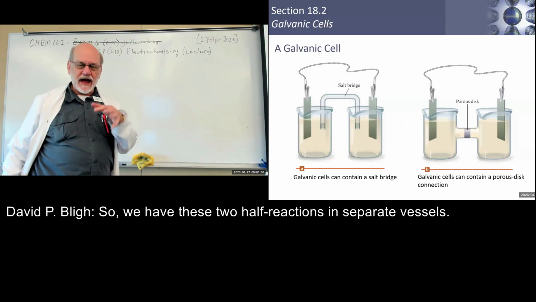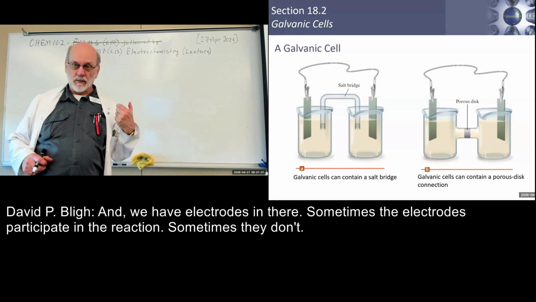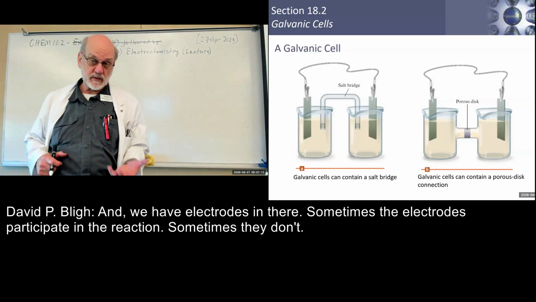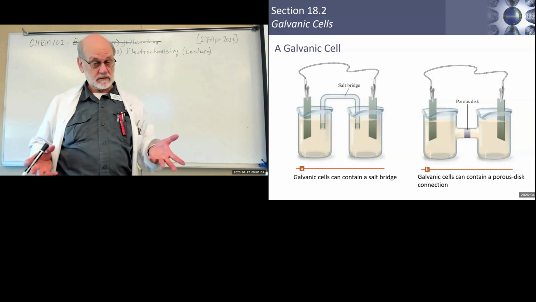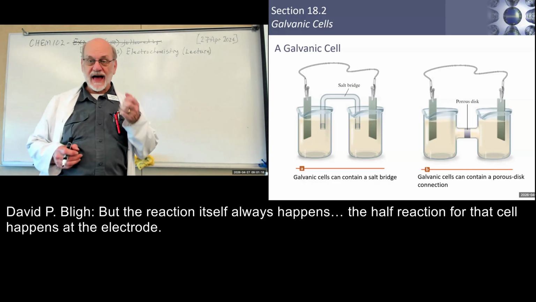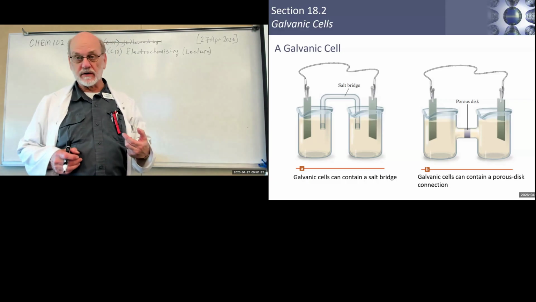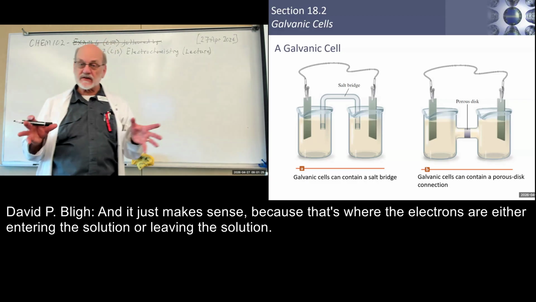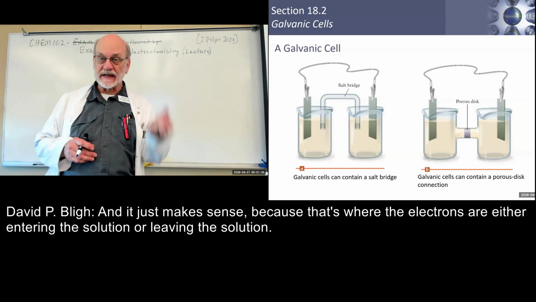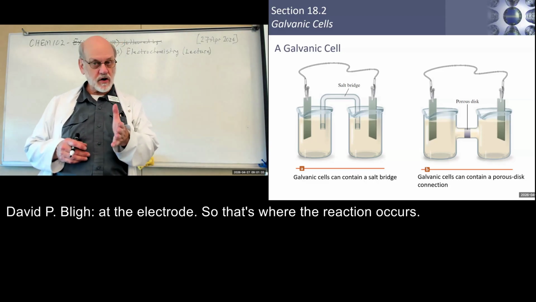So we have these two half reactions in separate vessels, and we have electrodes in there. Sometimes the electrodes participate in the reaction. Sometimes they don't. But the half reaction for that cell always happens at the electrode. It just makes sense because that's where the electrons are either entering the solution or leaving the solution, at the electrode. So that's where the reaction occurs.